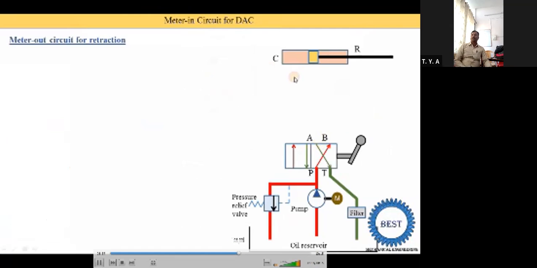It has two ports, outlet port A and B. This is the double acting cylinder. This is the connecting pipes. Okay, now what is the retraction?